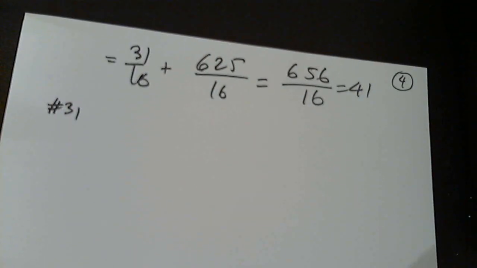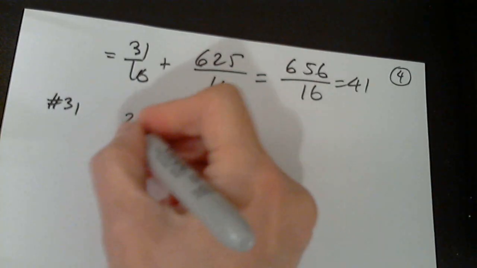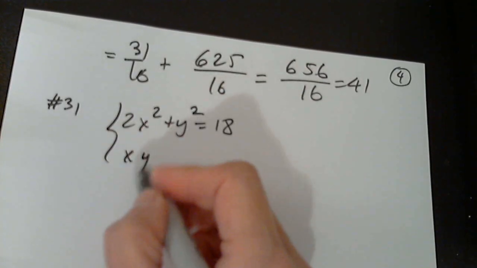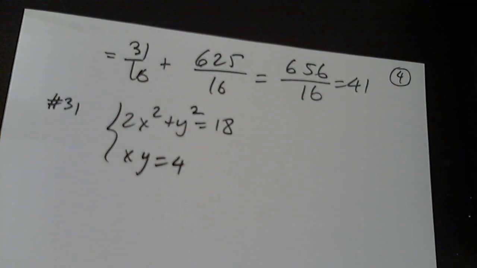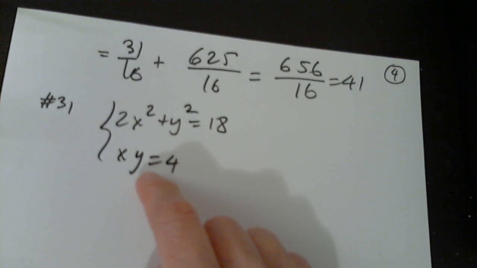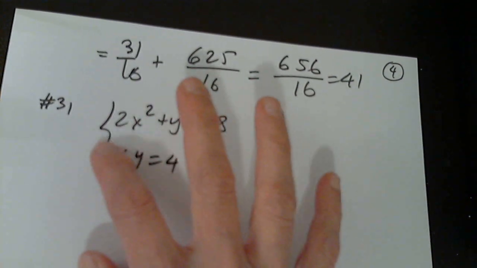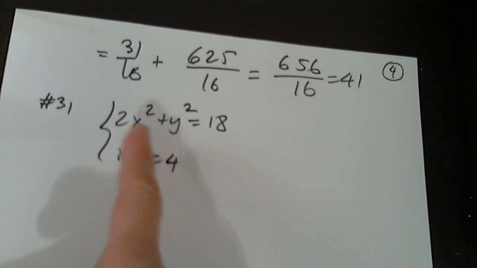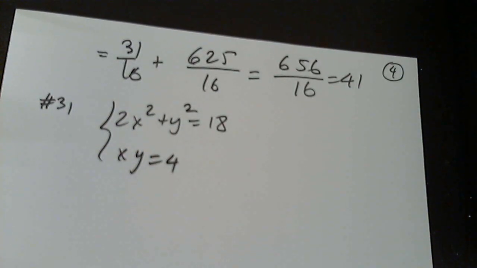In 31, let me just copy 31. In 31, we have 2x squared plus y squared equals 18, and we have xy equals 4. Perfect. Well, we cannot really do anything here. We have to think about this. We have to solve this equation, either for x or for y, and then plug it in. It's the only way, because I can't solve something like this for x and y because of the power that is there, the second power.